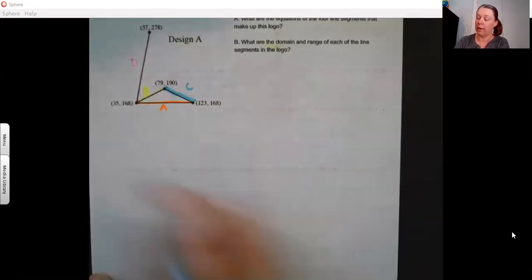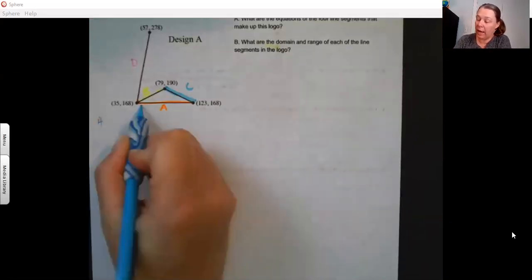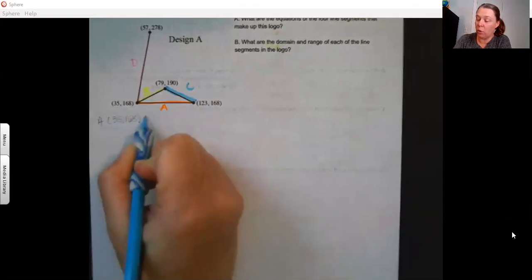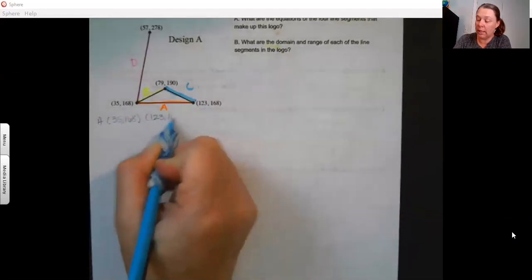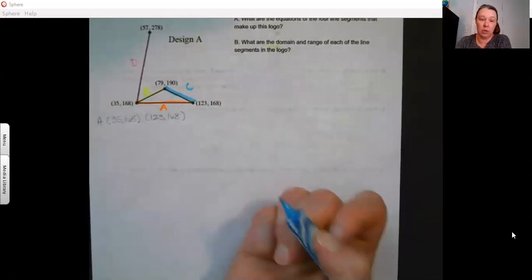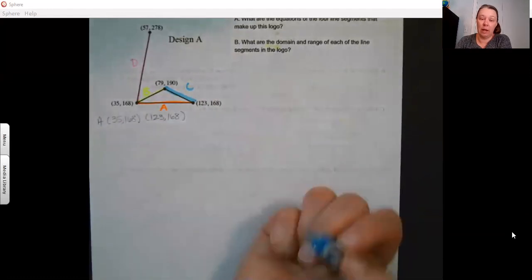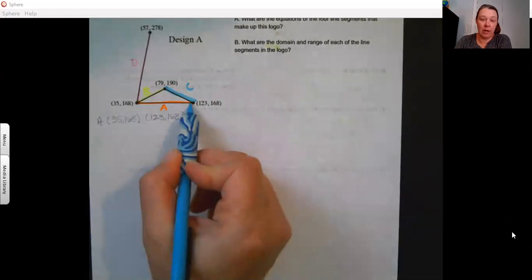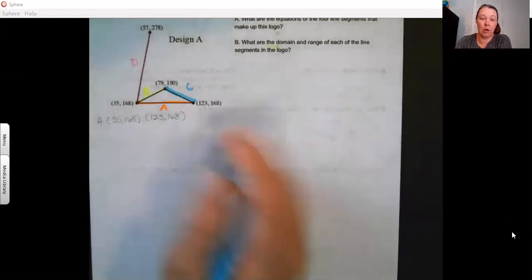Okay, so for A, the 2 points for line A go from (35, 168) to (123, 168). So I want to find the slope between those 2 points and then the y-intercept, and then I can think about my domain and my range. Now, a couple of things. The first thing we want to find out is the slope. Some of you might remember what the slope of a horizontal line is and say, oh, I know it's 0.